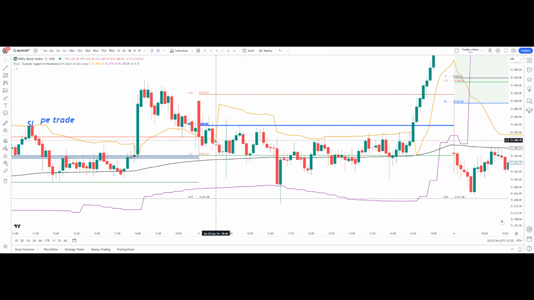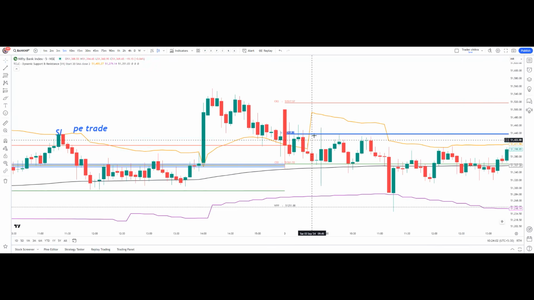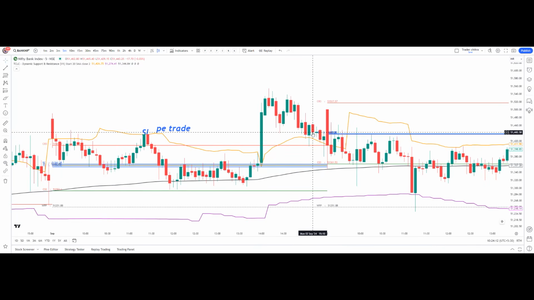This is the minor support level. We got a breakdown below this. So if you want to enter into the long trade, only above this red candle can we enter the long trade. Even if we get a green candle, we will not be entering a long trade, because here we can see this is an inverted hammer candle and we got a breakdown.